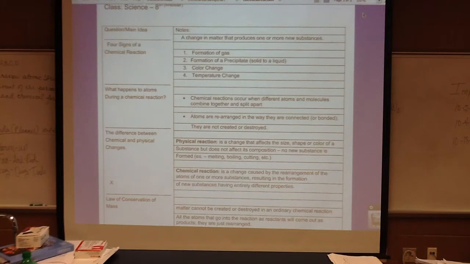Today we're going to talk about chemical reactions, what they are, what they look like, how we can find evidence of them, and then how we display a chemical reaction with our chemical equations. You want to make sure that you're taking Cornell notes over this video.